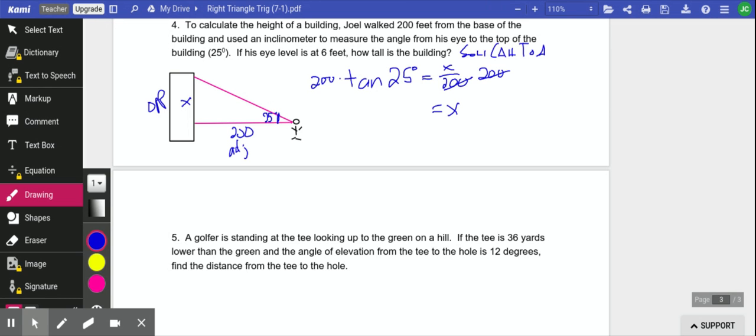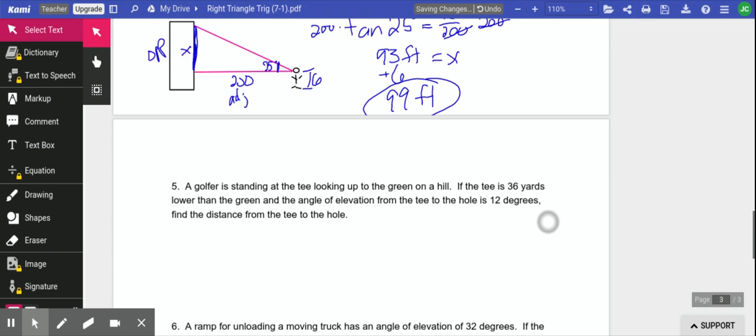So anyway, this turns out to be about 93 feet. Now, that is not the answer. That's how long X is. Remember, he was measuring from his eye, and his eye was 6 feet up. So we have to add 6 to this answer. The building is actually 99 feet.